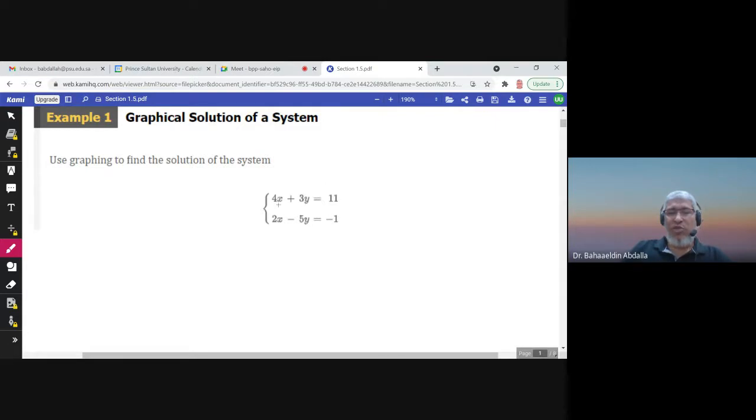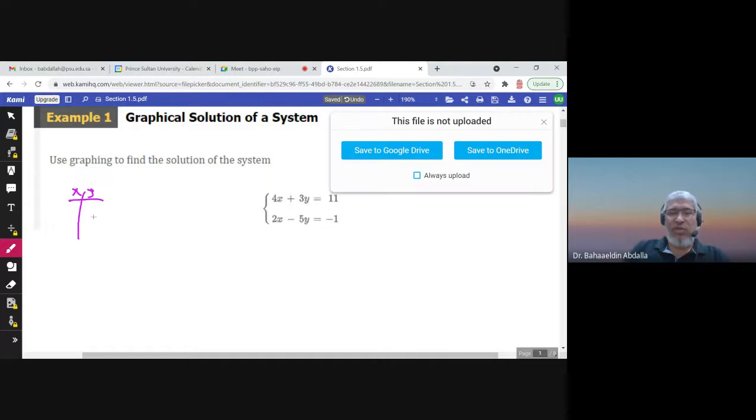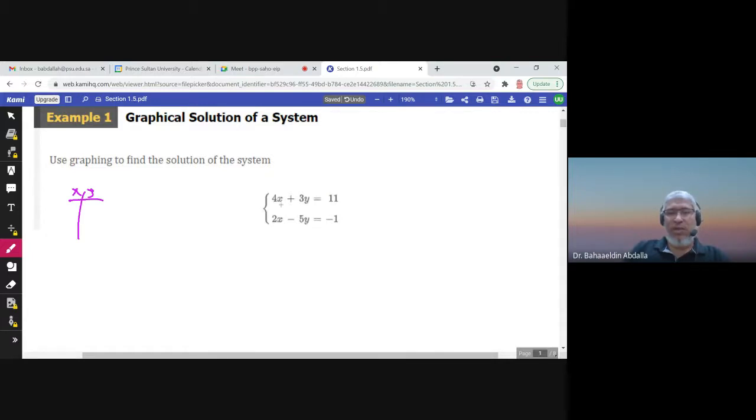We can just choose 2 points to graph the line. Let us choose the x-intercept and the y-intercept of the first equation. So if we put x 0, y would be 11 over 3. And if you put y 0, then x would be 11 over 4. Well, these numbers are not that good. Okay, it's not easy to plot 11 over 3 accurately, but we will try.